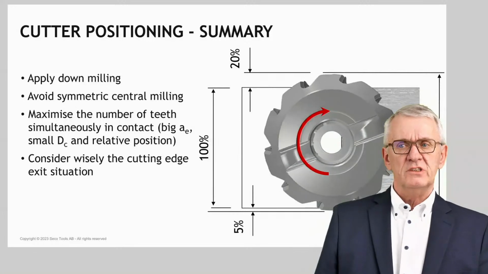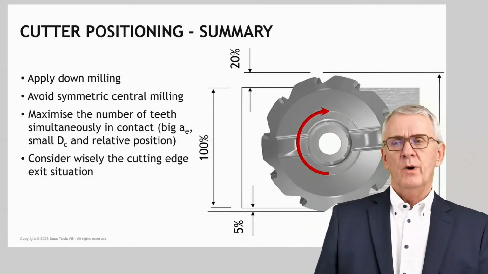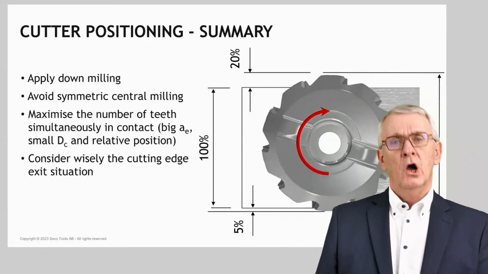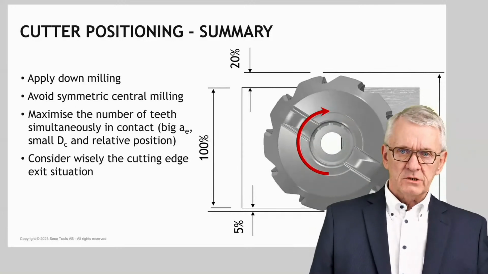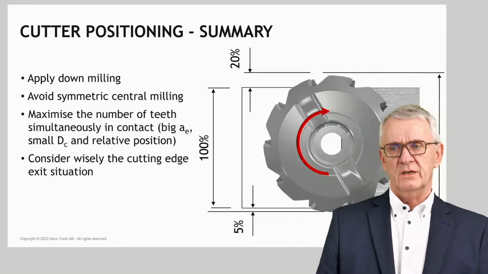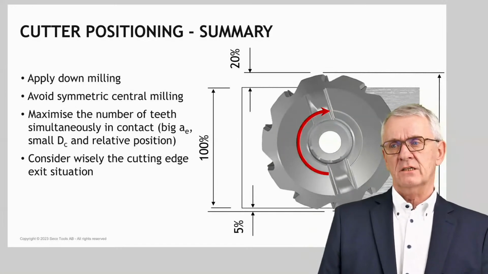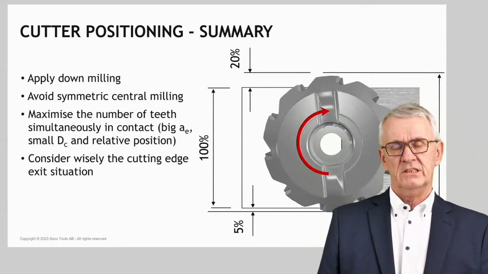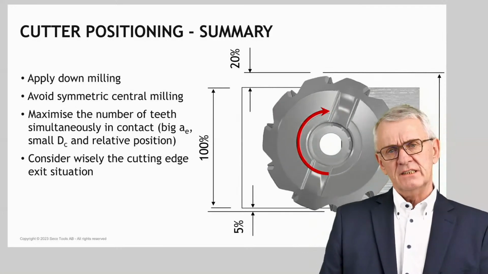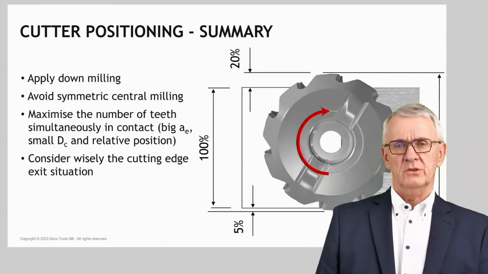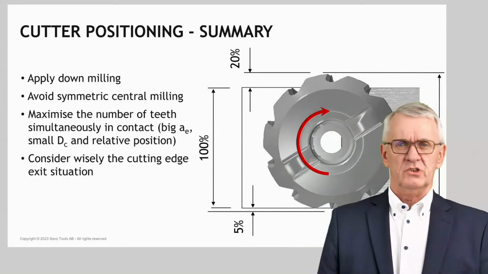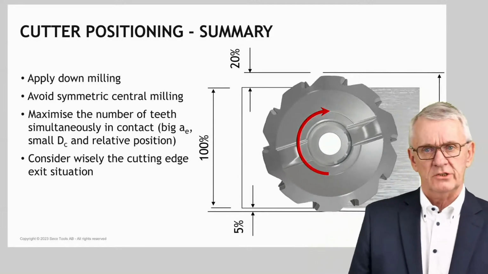Maximize the number of teeth simultaneously cutting by using big radial depths of cut compared to the diameter of a milling cutter, or by using smaller diameters of a milling cutter compared to the radial depth of cut. The AEDC ratio is what I'm talking about. And perhaps if you say, I can't work with either of them, they are fixed, then try at least to put the workpiece not central but sidewards compared to the milling cutter, because then you widen the arc of engagement and you create a situation where more teeth are cutting at the same time.